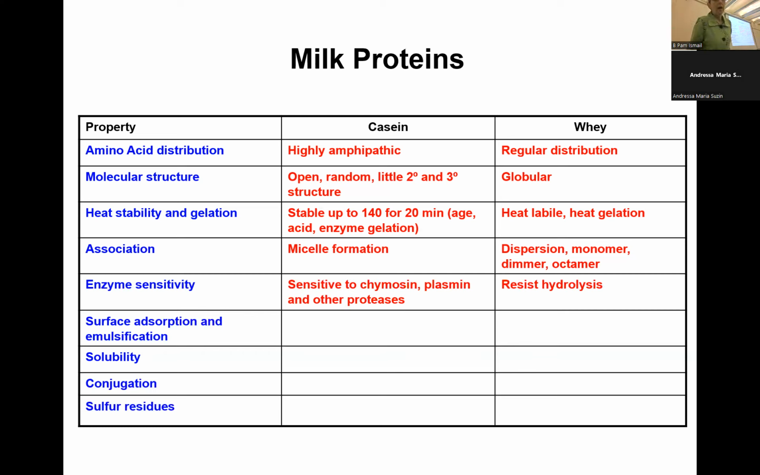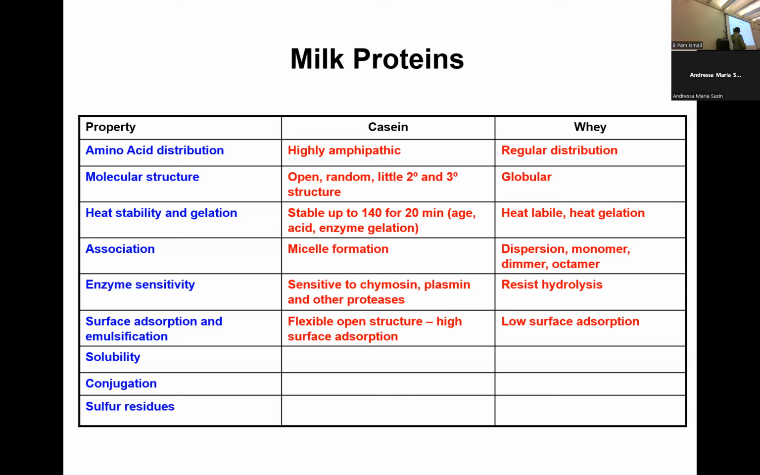Okay. What about surface absorption and emulsification? Which one is better? Casein. So what do I need to do to whey protein to make it function as an emulsifier? I want to denature it a little bit. I might want to break some of the disulfide linkages, reduce it so that it opens up, it's more flexible, and it can go to the interface easily. Okay.